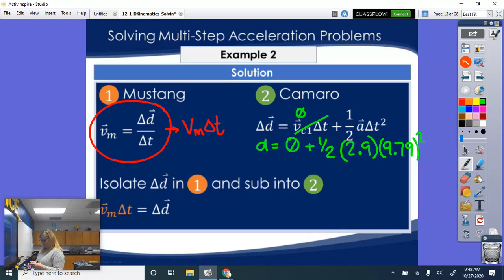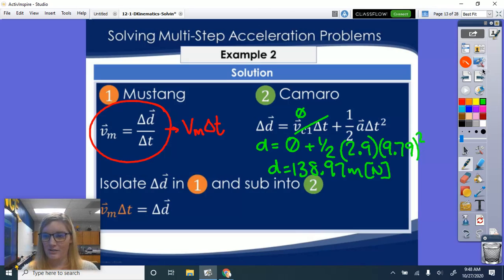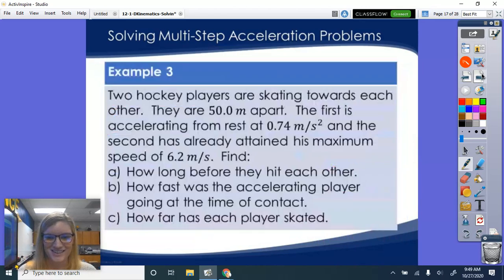So once I do that, 0.5 times my 2.9 times 9.79 squared, I get that displacement of 138.97 meters north. So that was just me. You don't have to prove with both equations, but if you're not really sure if your answer is right, you can always double check it. That's one super nice thing about math. Math is just reliable. Like it'll give you an answer whether you like it or not.